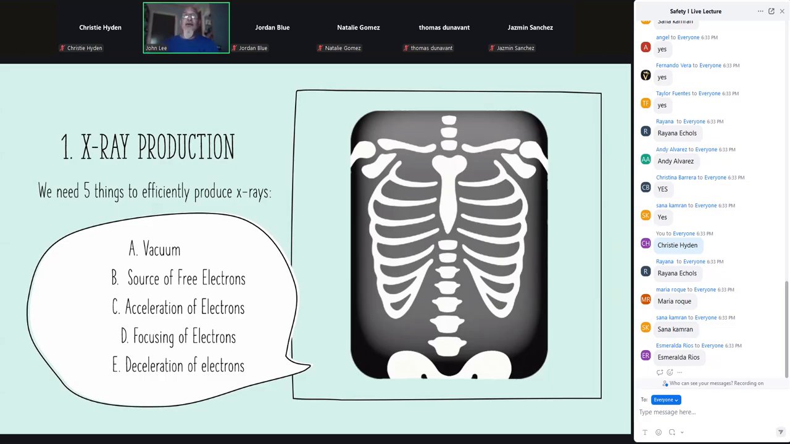And then the third thing, or the fifth thing, however you want to look at the list, is a means of rapid deceleration of those electrons. Getting that kinetic energy, slowing those electrons down, and causing them to release that kinetic energy in the form of electromagnetic energy.